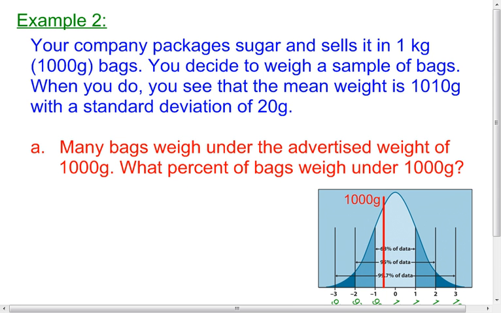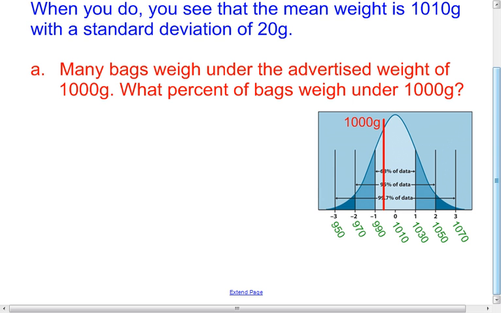Okay, so here's what I want you to know that I did. This follows a normal model. I should have told you that, but you can assume normal in this case, which I should have told you in the situation, but I didn't. So the mean is 1,010. Standard deviation of 20 means it's going to go up 20 every time on a standard deviation line, or down 20 to go above or below. And the advertised weight is 1,000 grams, so you can kind of see a picture of what's happening here.